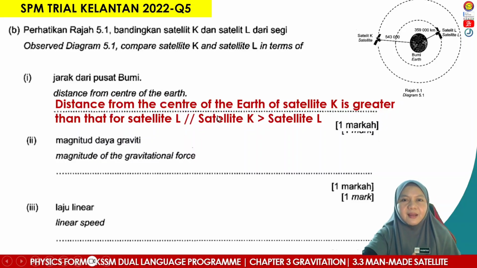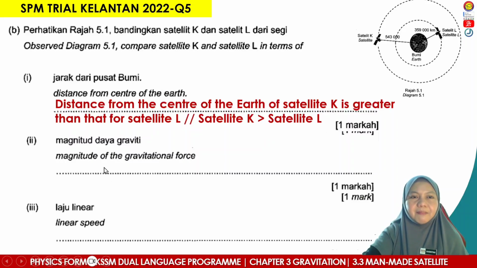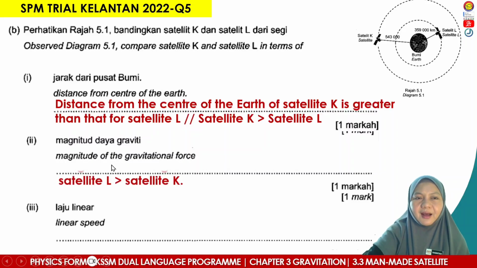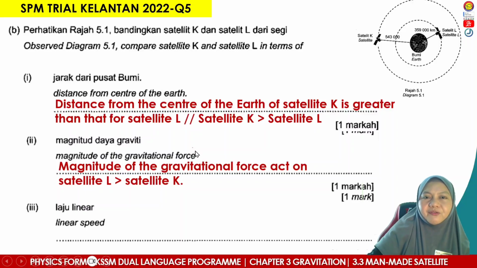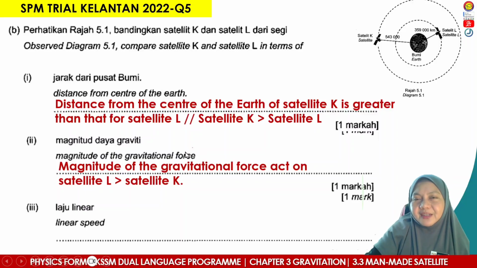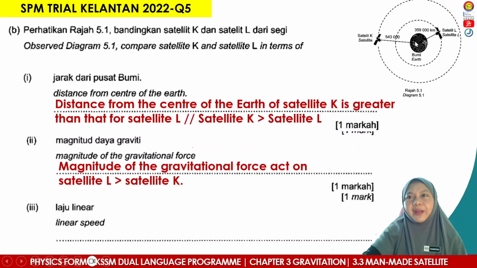So you can write satellite K greater than satellite L, or vice versa, satellite L less than satellite K. And for the magnitude of gravitational force, we understand that the magnitude of gravitational force acting on satellite L is greater compared to satellite K. Remember, magnitude of gravitational force is inversely proportional to the radius of orbit. Yes, very good. So when the radius of orbit is lower, the gravitational force will be greater.